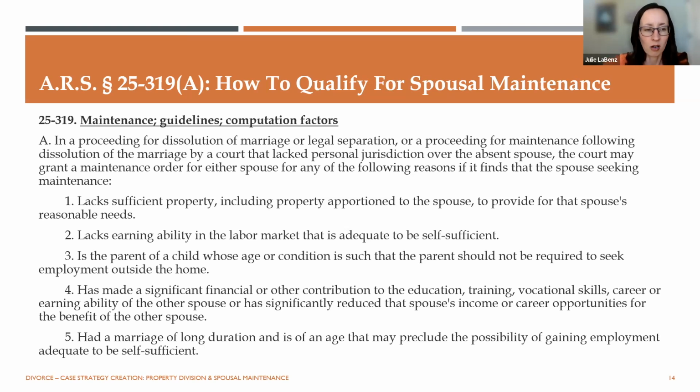If you are wanting to seek a spousal maintenance award, then in your petition for dissolution, you need to indicate I'm requesting spousal maintenance, and you need to indicate under 1 through 5 what your claim is based on. And keep in mind, it can be more than one. You could lack sufficient property, and you could lack earning ability. You could lack sufficient property, and you could be a parent of a child with special needs. I could keep going, but I think you get the point that you're not limited to claiming just one.